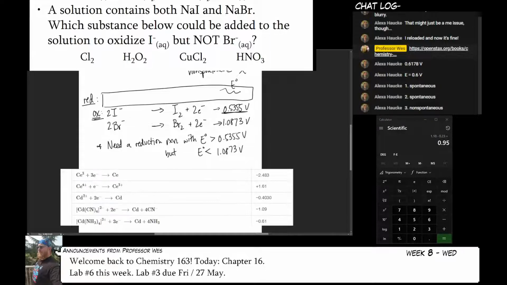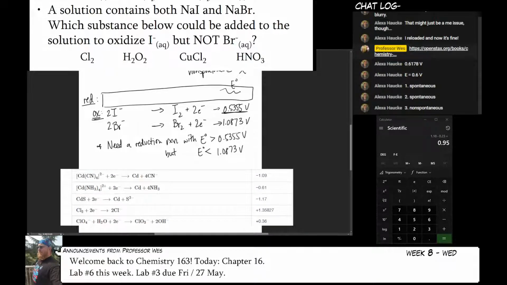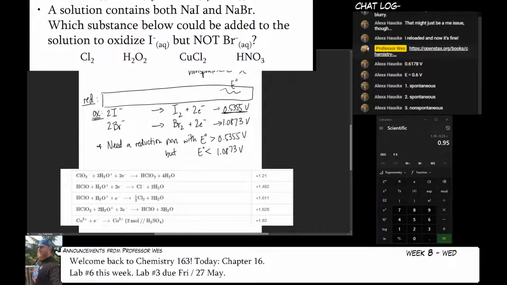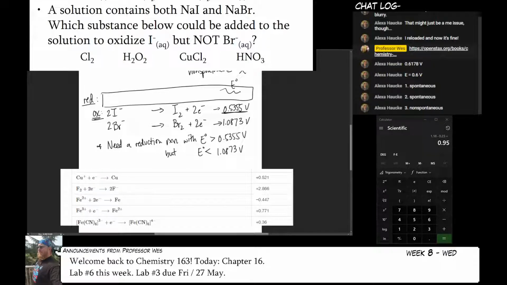So let's start with chlorine. Will chlorine do the trick? Chlorine wants to be reduced, and its voltage is positive 1.35827. That's too big. That would oxidize both the iodine and the bromine. So that's not going to work. What about peroxide? Let's find peroxide. Actually, hold on while we're doing this. Too big.